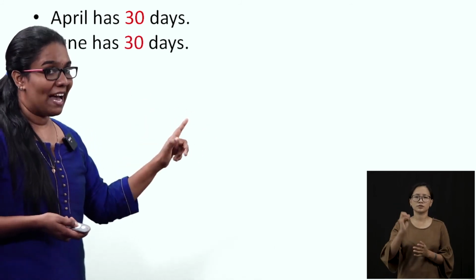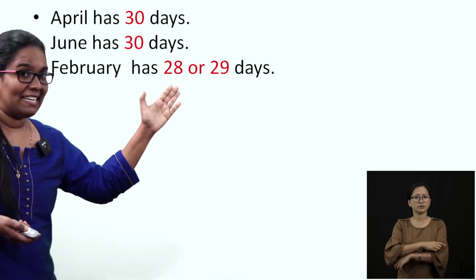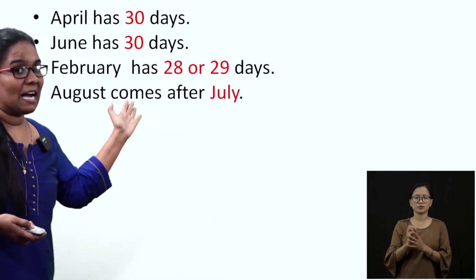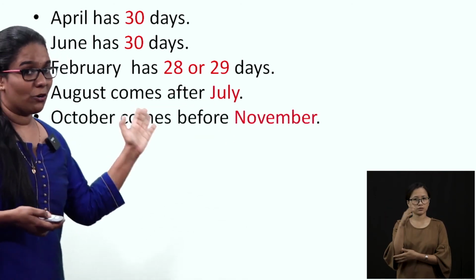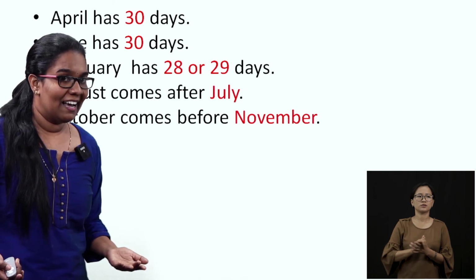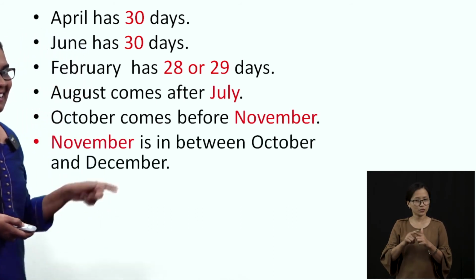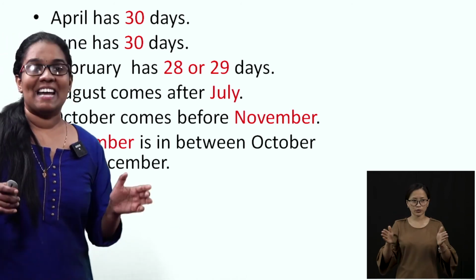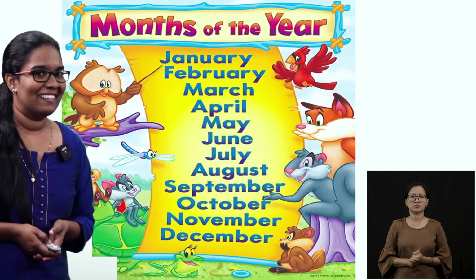Then one more thing. April has 30 days. June also has 30 days. February has 28 or 29 days. August comes after July. Then October comes before November. November is in between October and December.